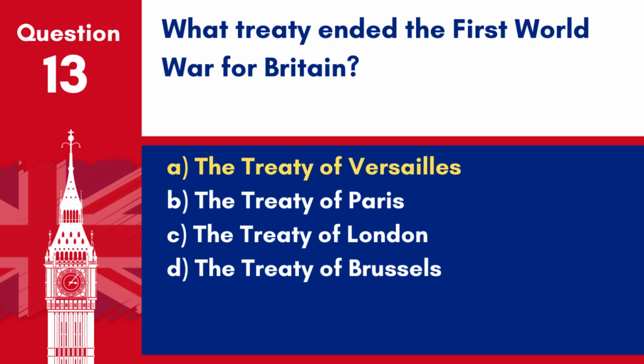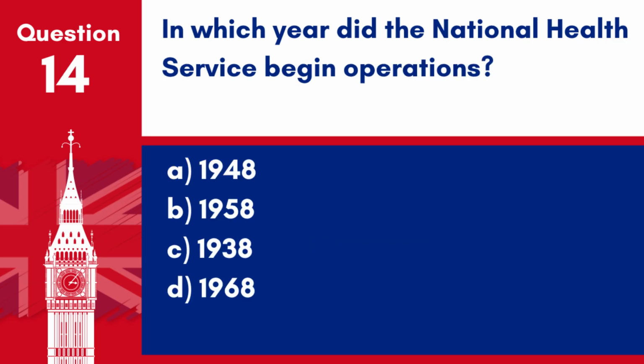Answer: A. The Treaty of Versailles. The Treaty of Versailles in 1919 ended the First World War for Britain and its allies and imposed significant penalties on Germany. Question 14. In which year did the National Health Service begin operations?